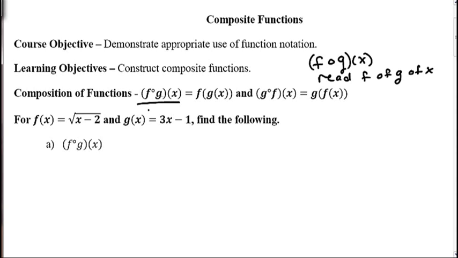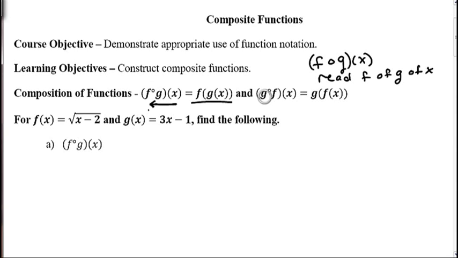Basically, what you're doing is taking the function g and plugging it into the function f. When I think about the composition of functions, I think work backwards. If you have a value for x, you take that value, put it into g, take that result, and replace the x in the function f with it.